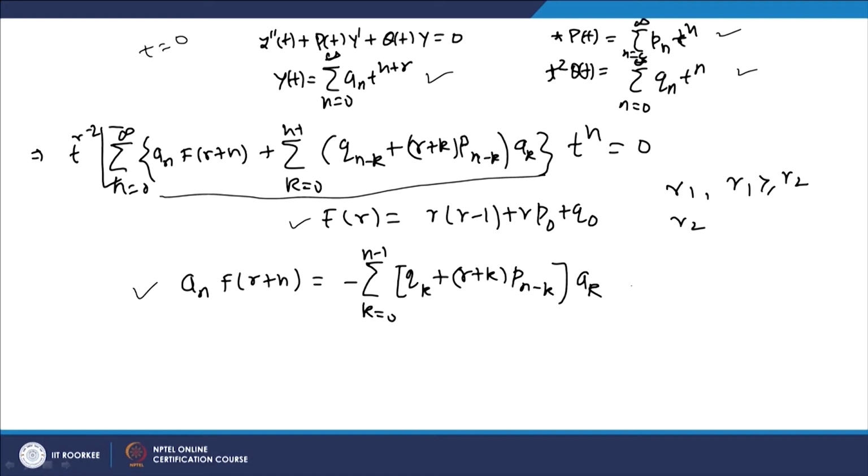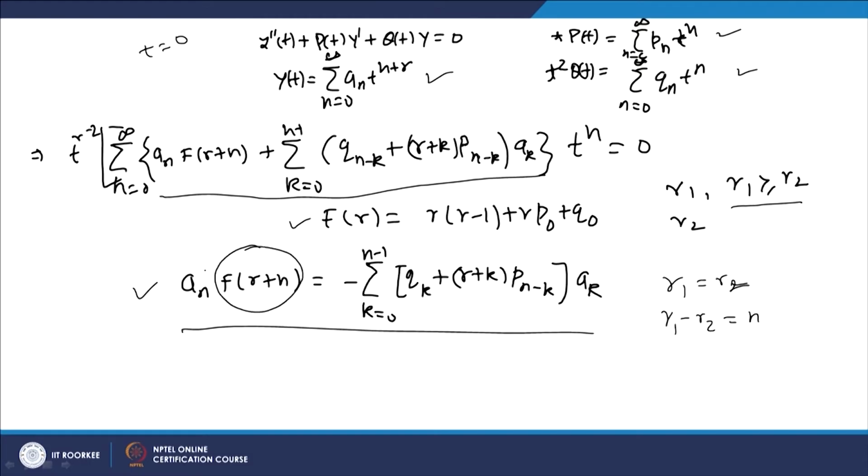Here we have considered several cases. There are possibilities where r 1 and r 2 are roots of f of r such that r 1 is greater than or equal to r 2. One possibility is when r 1 equal to r 2, where we cannot use this formula to find the second solution. Another possibility where we are not able to find the second solution is the case when r 1 minus r 2 is some kind of integer. In that case also we are not able to utilize this formula, because f of r plus n is going to be 0 when we are considering the lower value, that is r 2, here.